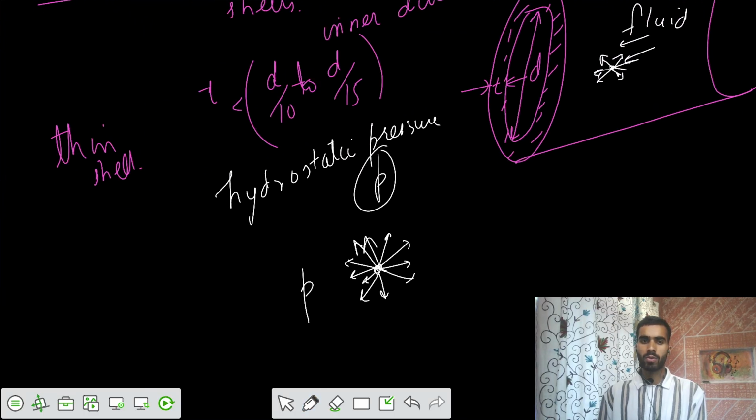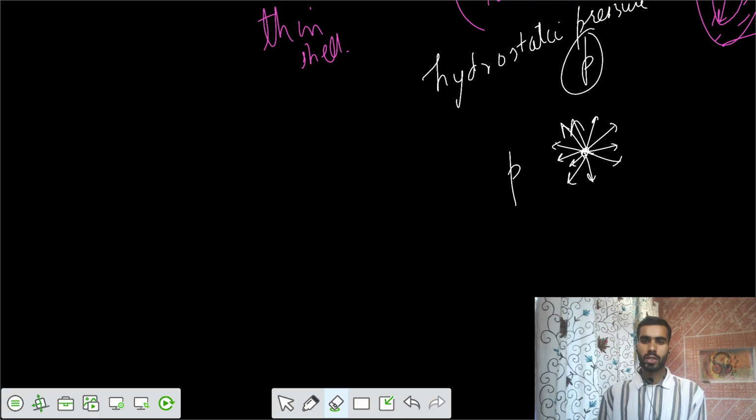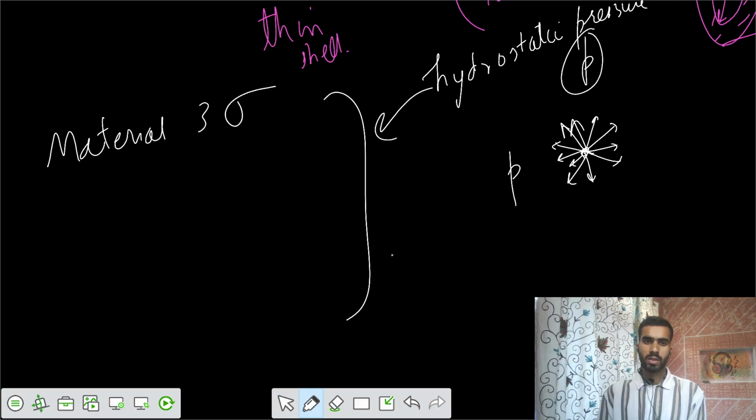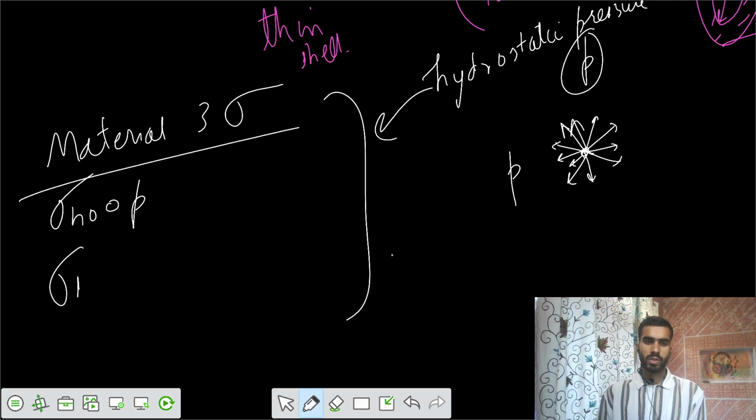Now because of this fluid pressure, in the material itself, the material has developed three kinds of stresses. One is what we call hoop stress. Second is longitudinal stress, and third is radial stress.